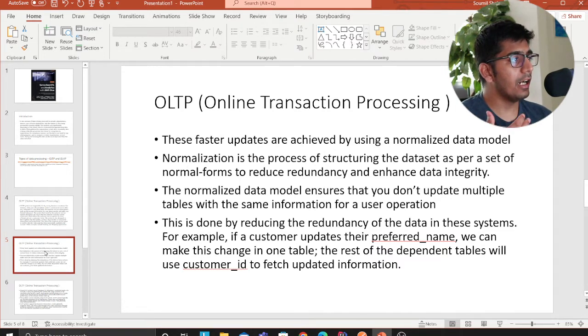So these OLTP databases essentially need faster updates, right? And these faster updates are achieved by using a normalized data model. Normalization is the process of structuring the data set as per a set of normal forms to reduce redundancy and enhance data integrity. What I'm trying to say is, say in this example, I want to update a preferred name, right? I'm not going to update that everywhere. I'll go to that particular table and update that item over there. And then when I want to fetch the data, I'll simply join with a foreign key, right? So that is what it's trying to say.